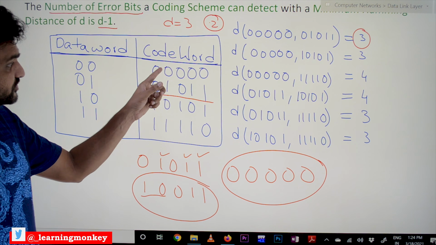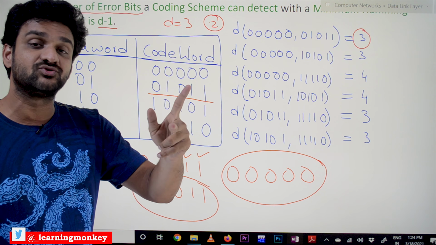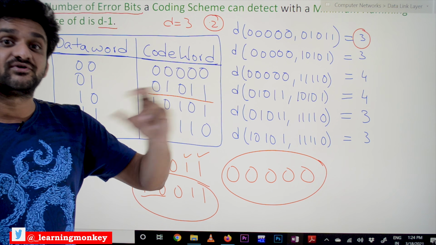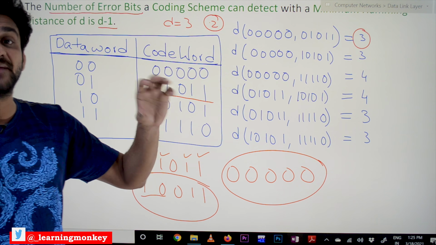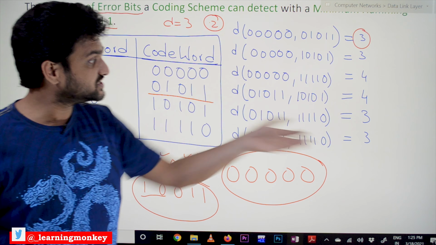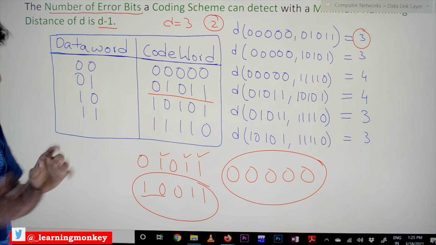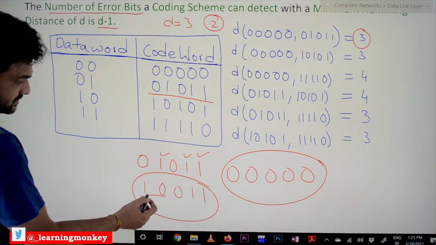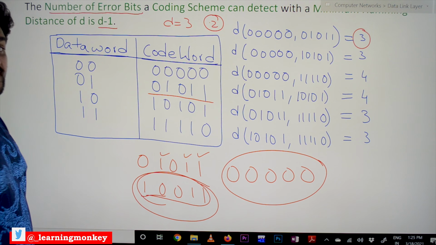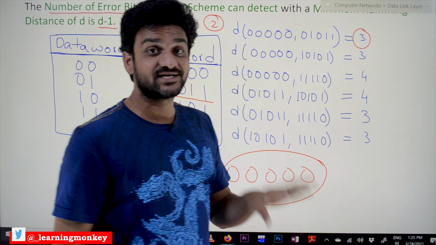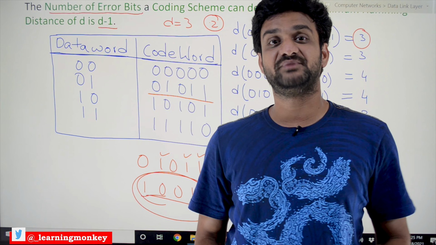If you take any code word and try to change any two bits in those code words, it is never going to resemble another code word, because the minimum Hamming distance between these code words is 3. That is the reason. So this one is an invalid code word, the receiver is going to identify that this is an invalid code word, so the errors can be detected. How many errors can be detected? 2 errors can be detected.